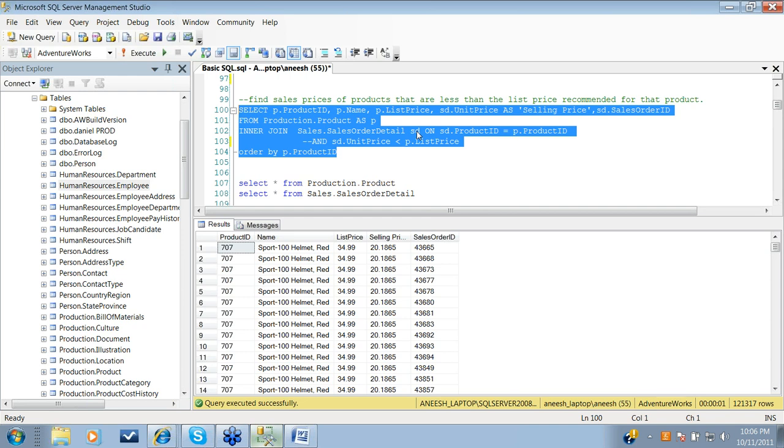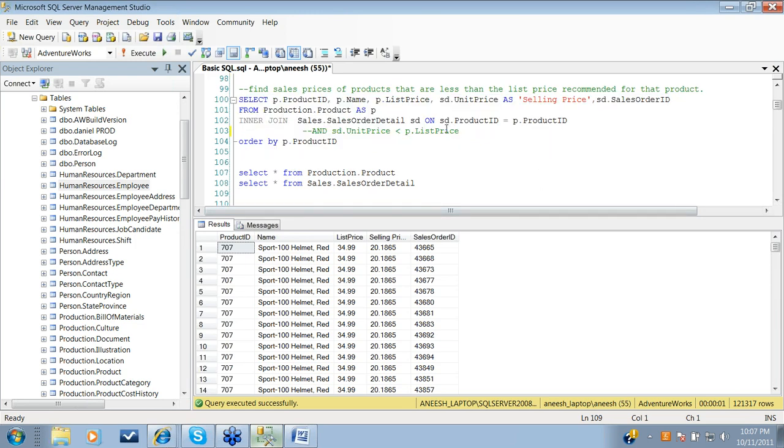All the products. Is it showing all the products irrespective of the listing price and the selling price, or is it showing all the products with a selling price less than the list price? It's right now showing everything. Right now it's showing all the products irrespective of the selling price and the list price, right? Because when you try to join, the only condition you give is this one.